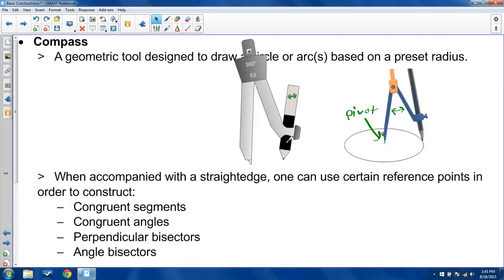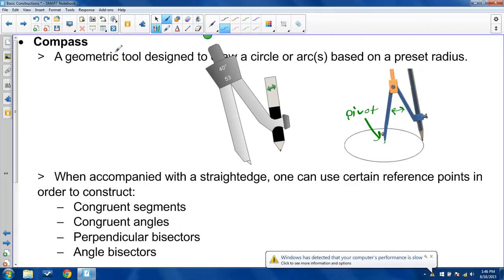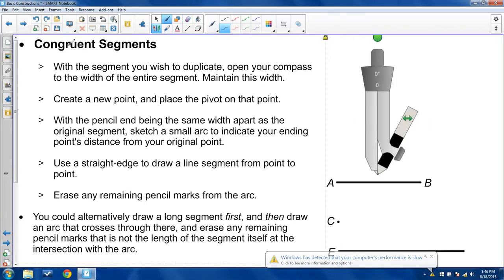Or I can draw little segments called arcs, which I'll be doing a lot. When you use a straight edge, like a ruler or anything else with it, you can then begin to do some other things with this, because we're going to be doing a lot of things with straight lines as well, and the compass is just going to help out with that. So you can construct congruent segments, congruent angles, perpendicular bisectors, and angle bisectors, and we'll be doing all four of those. Let's start with congruent segments.